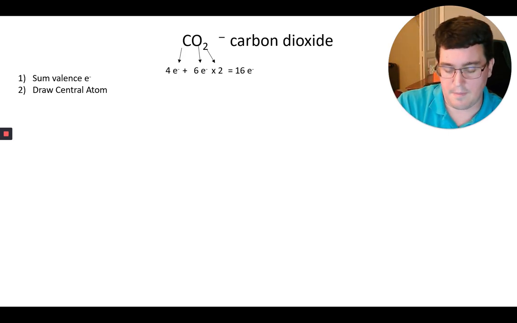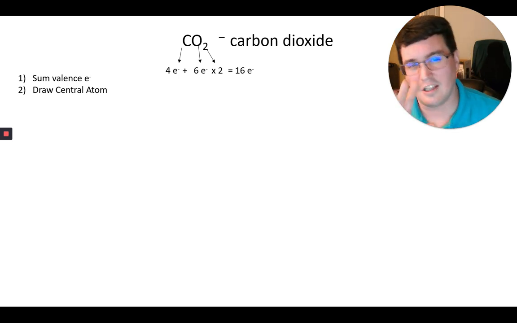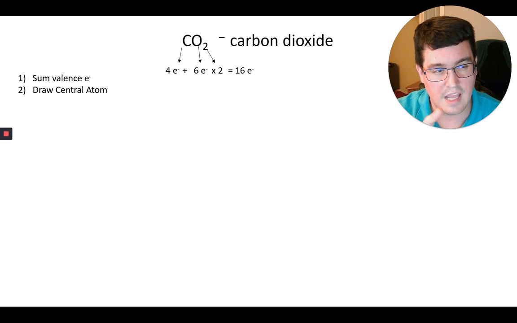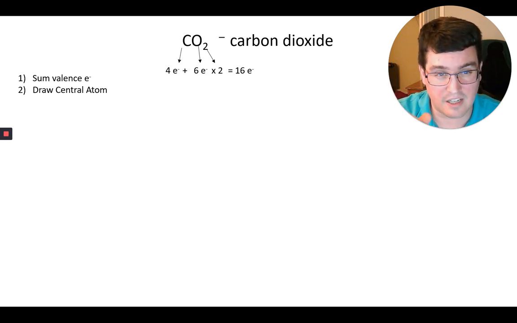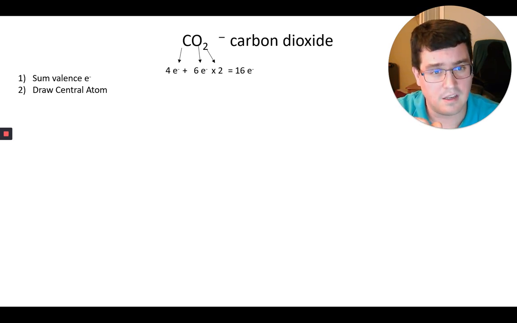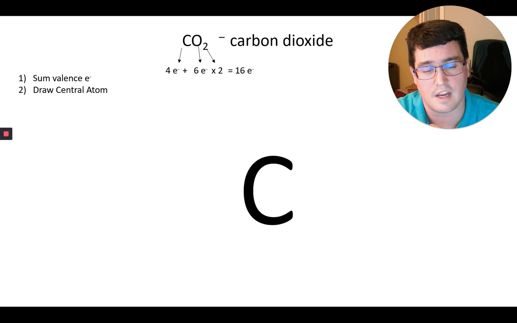Step 2 then shows up, and step 2 is that we need to draw the central atom. And so we got to look here and we got to decide what's going to be our central atom. Is it going to be carbon or is it going to be oxygen? And the no-duh rule applies here, right? Subpart A of that one. There's only one carbon, so therefore carbon is going to be our central atom. I'm going to draw it nice and large there.